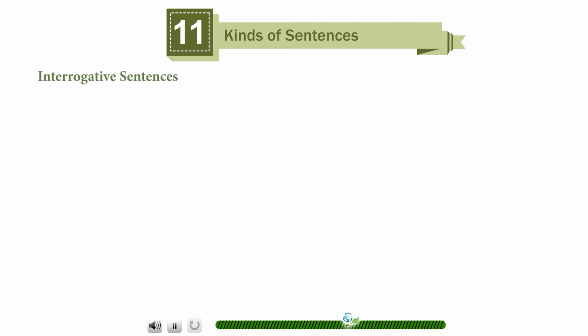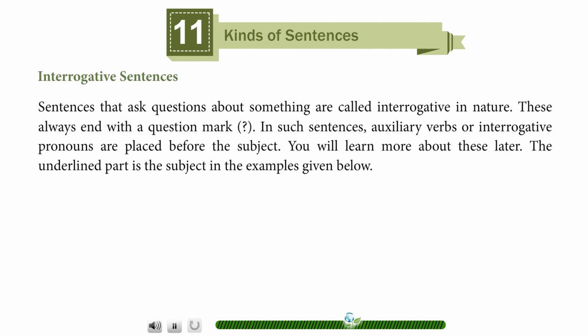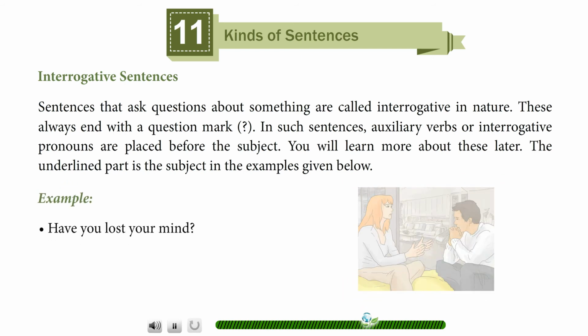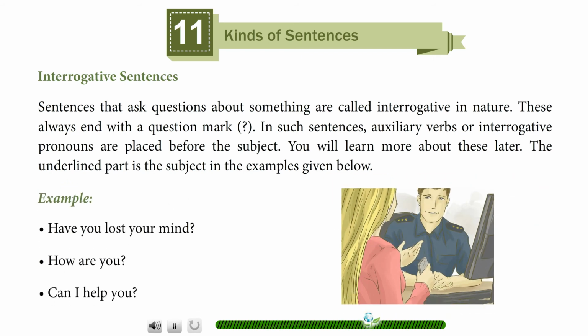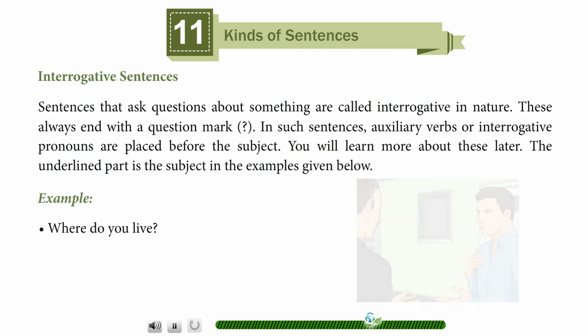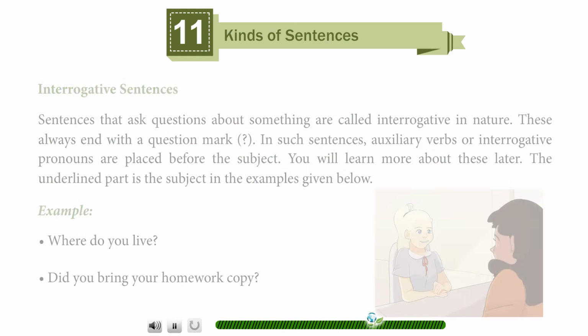Interrogative sentences. Sentences that ask questions about something are called interrogative in nature. These always end with a question mark. In such sentences, auxiliary verbs or interrogative pronouns are placed before the subject. You will learn more about these later. The underlined part is the subject in the examples given below. Example: have you lost your mind? How are you? Can I help you? Where do you live? Did you bring your homework copy?